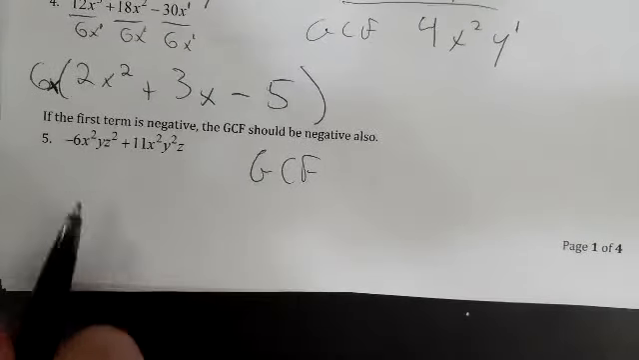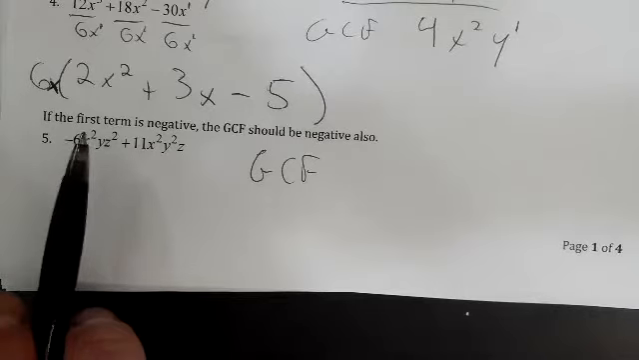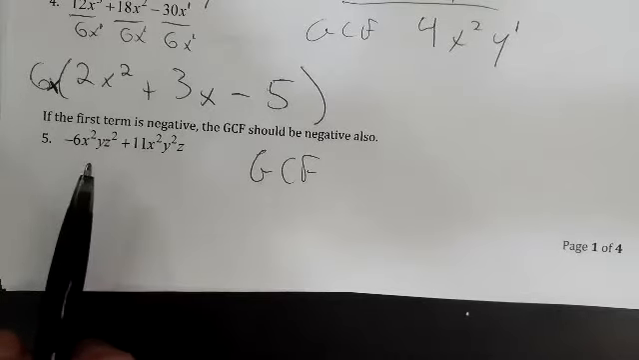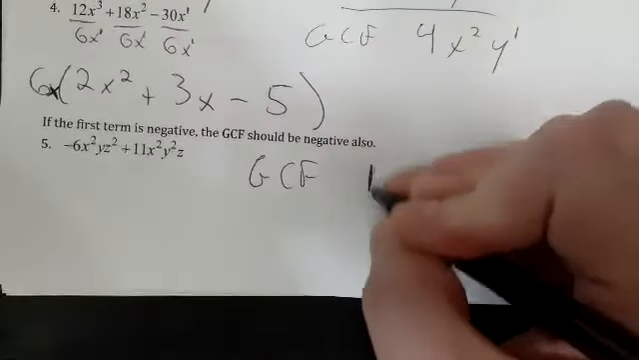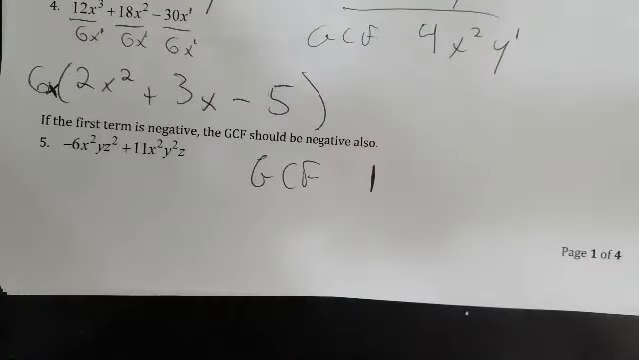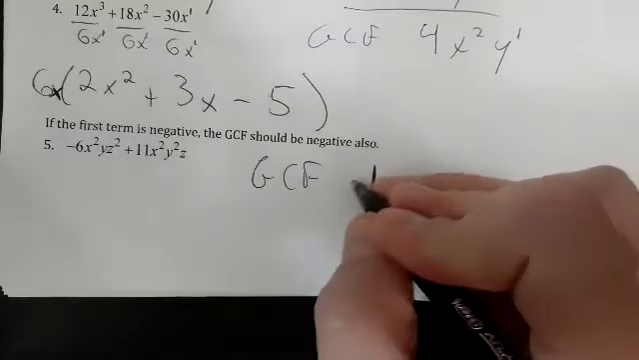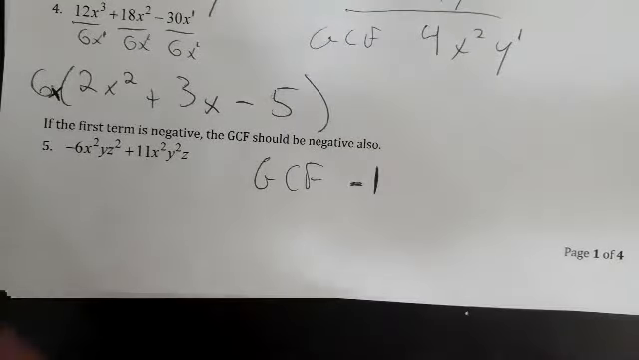So if we're looking, and it kind of gives it away right here. If the first term is negative, we want to factor out a negative. So if there is no common factor, the only factor between the two is going to be 1. And we want to factor out a negative. So we're going to factor out a negative 1.